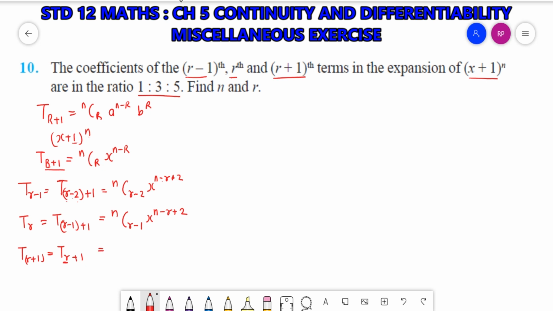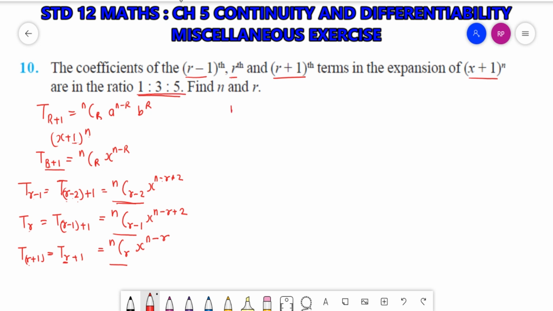So Tr+1 is equal to nCr x^(n-r)... Okay, now see what the coefficients are. This is the coefficient of T(r-1), this is the coefficient of Tr, and this is the coefficient of T(r+1). It is given that the coefficients are in the ratio of 1 is to 3 is to 5.